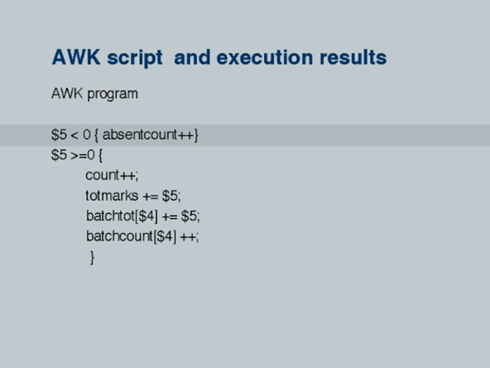If marks are negative, absent count is incremented. If marks are positive, the count, batch count, total marks and batch total marks are incremented. That's it. Of course, there is something that I need to do when the record ends. These are the patterns which are matched for every record. A record ends and this pattern is matched. But when end of file comes, then none of these patterns are matched.